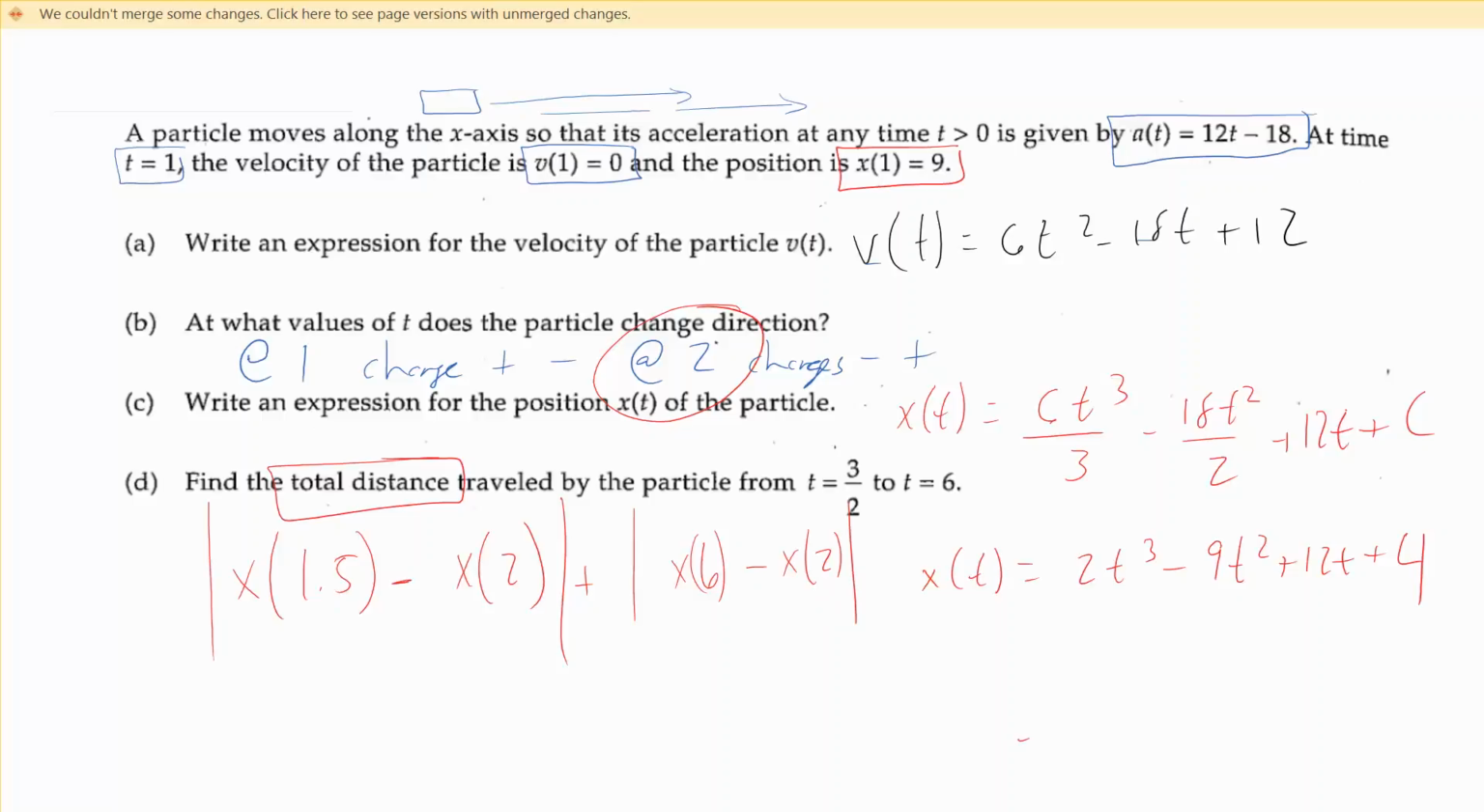Plugging these in, and this is a calculator problem, we get this value would be 0.5. So my distance from there to there is 0.5. It's actually negative 0.5, but the absolute value of that. And then from 2 to 6. At 2 I'm at 8, and at 6 I'm at 184. So my distance traveled there is 176. So my total distance traveled from that time is 176.5.